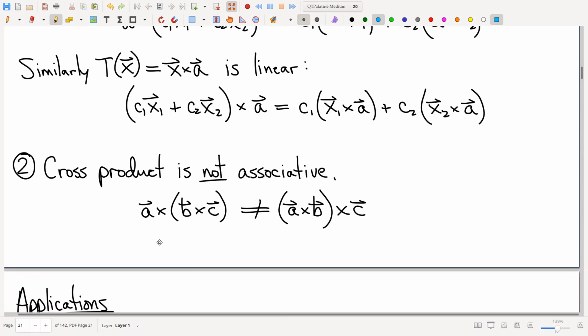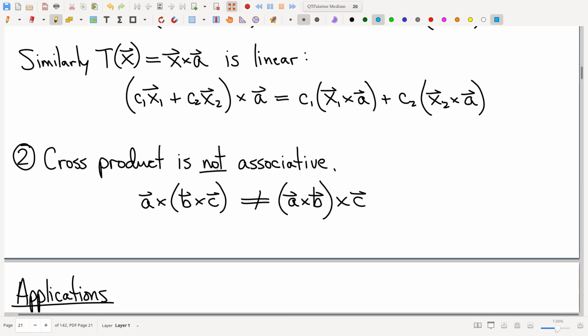Okay. And do be careful as well. Cross product, while it does have a sort of scalar associativity, is not vector associative. And this is easy to disprove. In fact, if you were to write down 3 random vectors, A, B, C, pretty strong odds, these 2 simply won't be the same. Yeah?